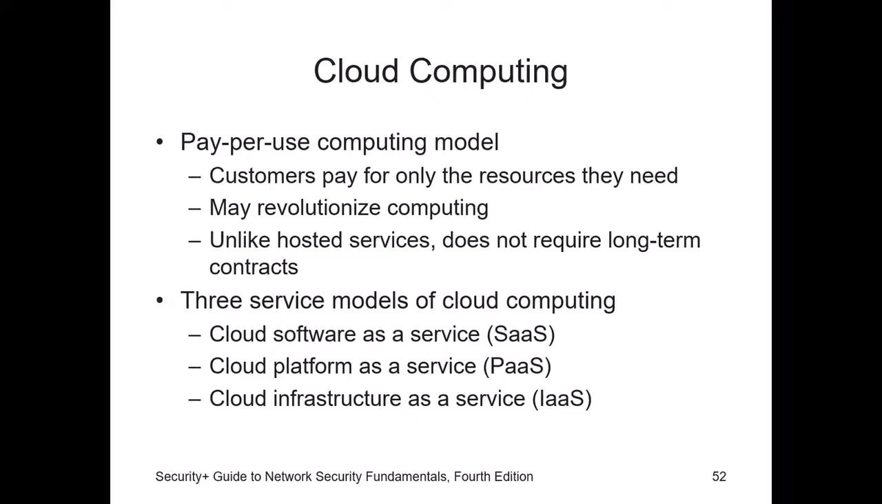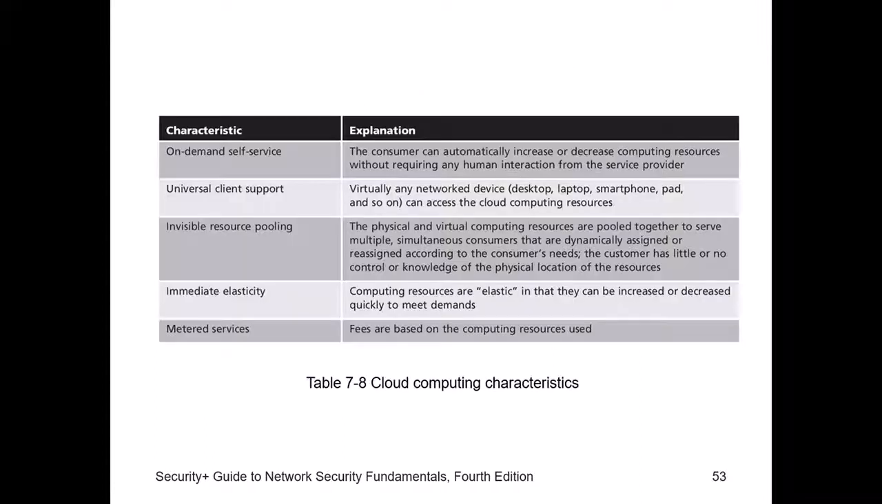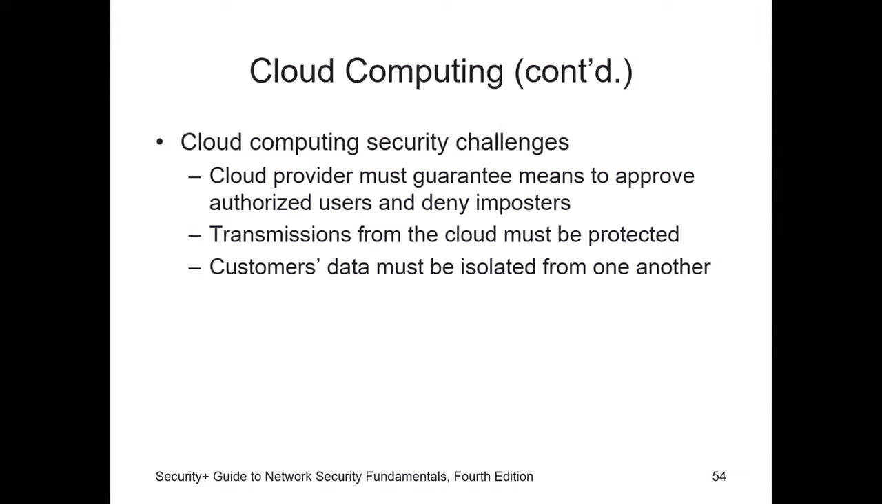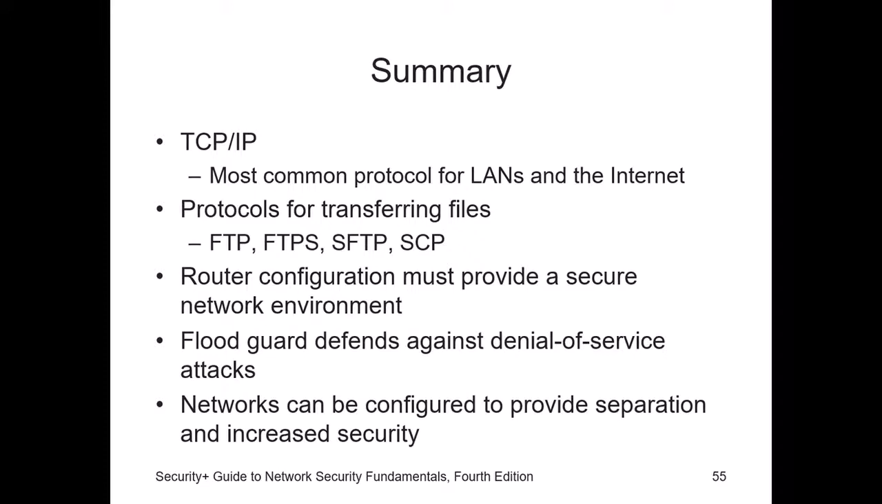So the three services, there are more services, but I want you to write these models down. The three service models of cloud computing. It can be software, an application as a service, that's SaaS. It could be a platform, like an operating system. You can actually get operating systems right off the cloud, or it could be an infrastructure, everything from DNS to HPC, a whole network. And that's it for this chapter.